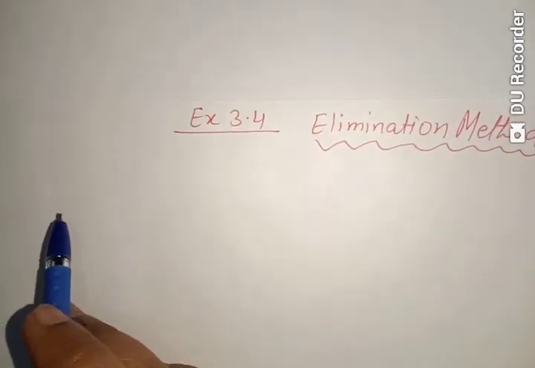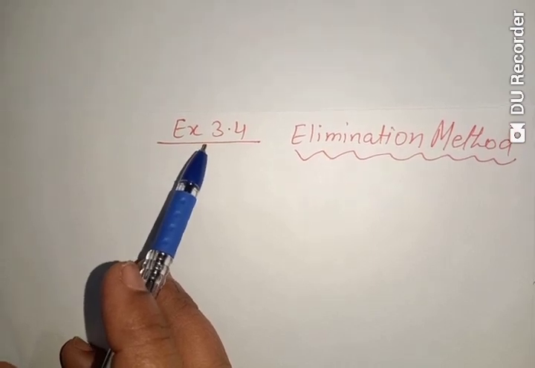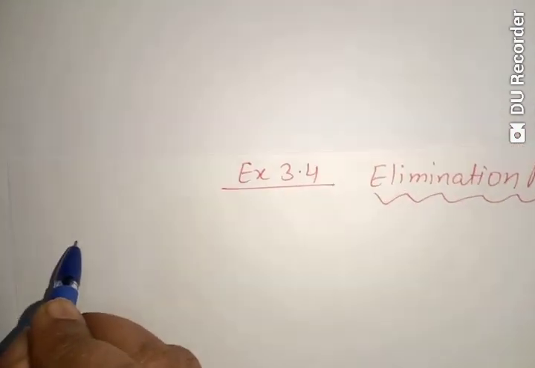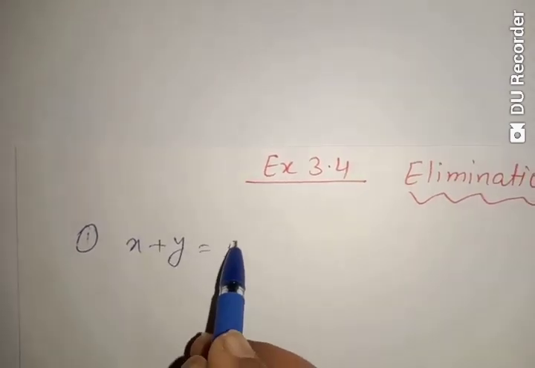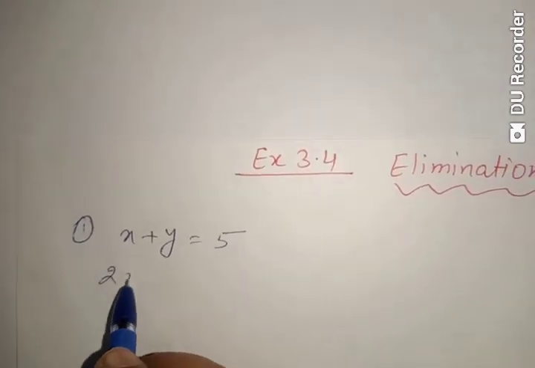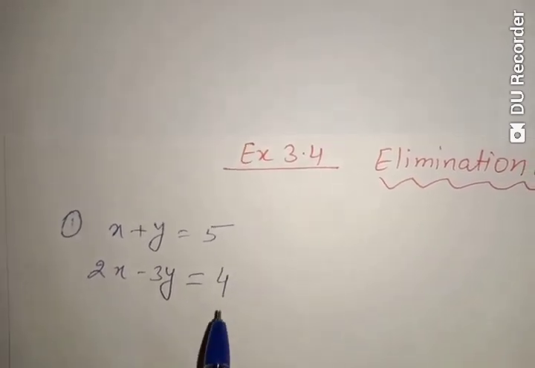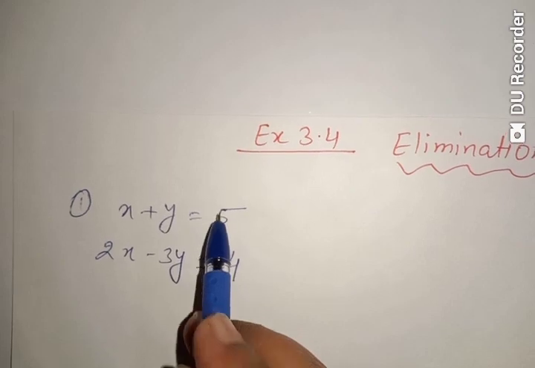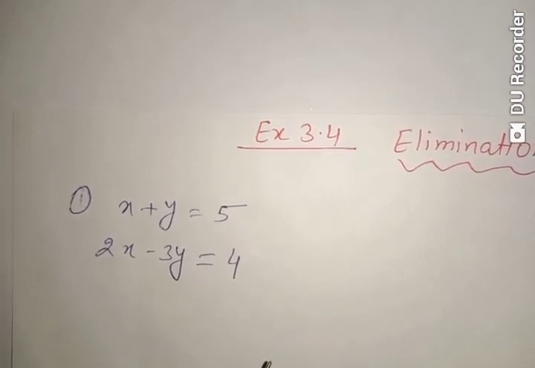In this video, we'll study the elimination method, which is exercise 3.4 of the NCERT book. The first example that I am going to take is x plus y equals 5 and 2x minus 3y equals 4. You have done the substitution method and the graphical method to solve equations. This is one more method, the elimination method.